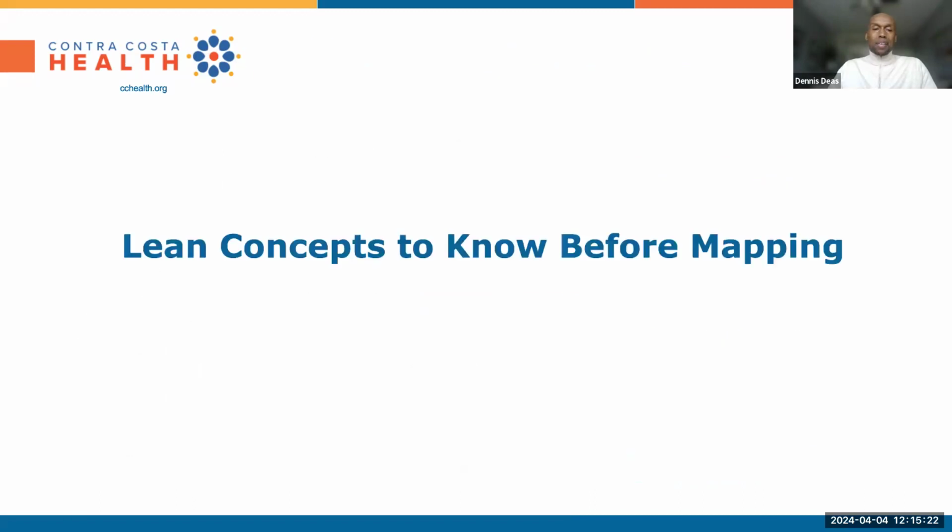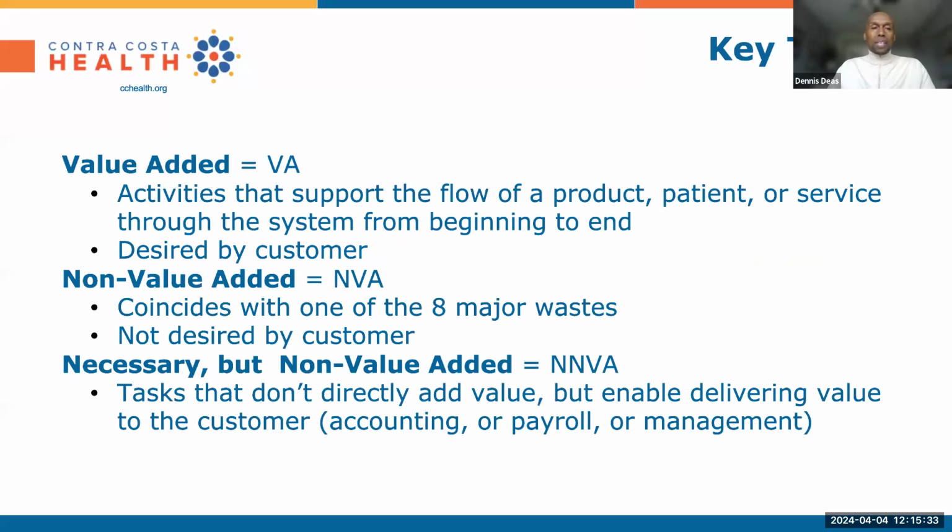Next slide, please. We're going to remember that slide. We're going to come back to it. Lean concepts to know before you start this mapping. Next slide, please, Nisha. And thank you so much. Like I talked about, value added, non-value added. And then we also have necessary stuff that we have to do. It might be government compliance, regulatory, that doesn't really add any value to the customer. But we have to do it because Uncle Sam or the state of California said you have to do it. Now, we don't have to do it the slow way and the worst way. We can optimize it, but we have to do it.